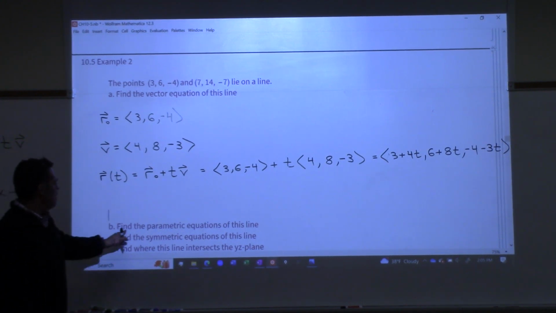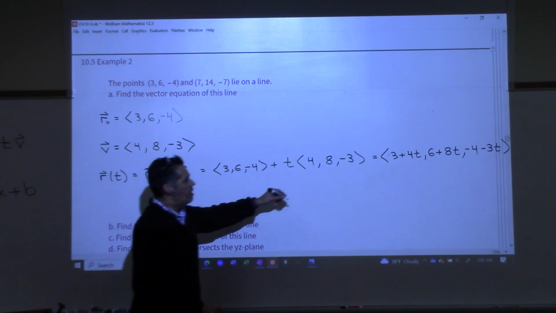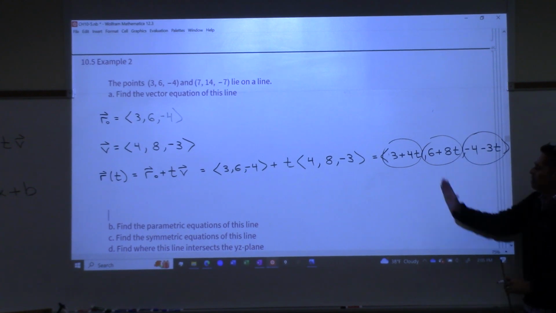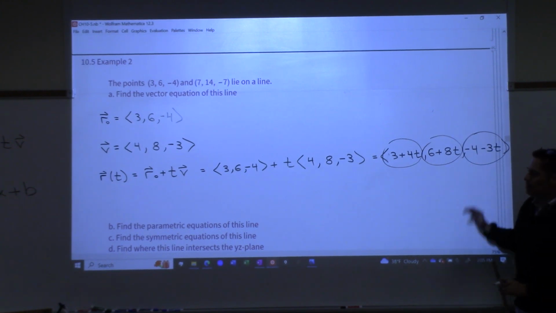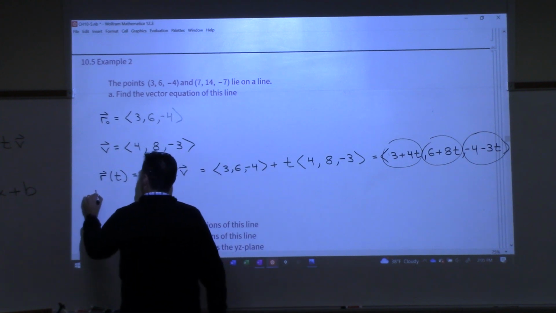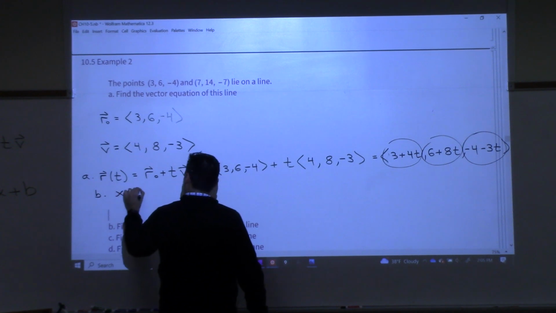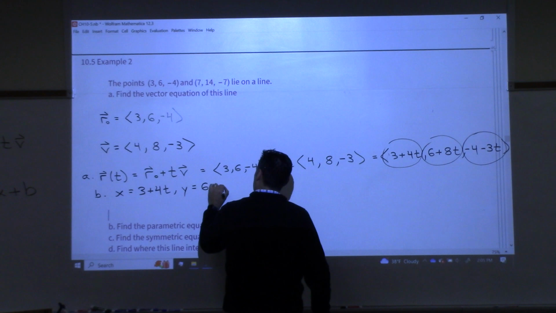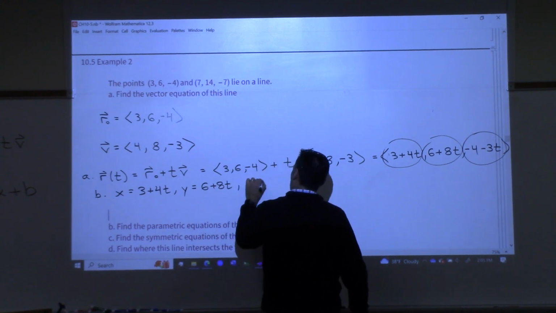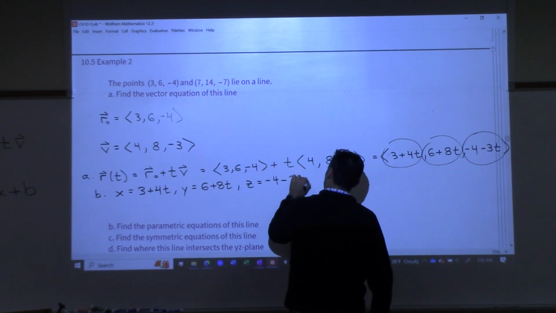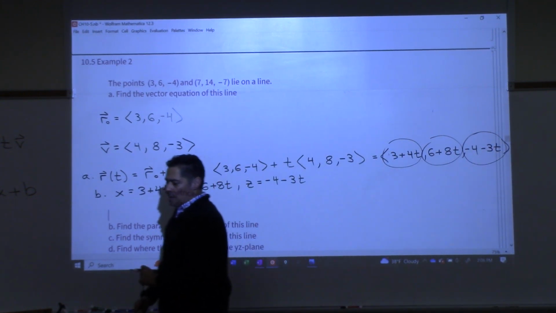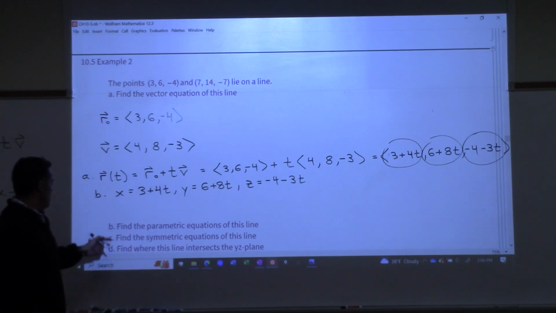Part B, find the parametric equations. Well, they're right here, aren't they? Those are your 3 parametric equations, x, y, and z. So I'm going to answer part B right here. For part B, this is the answer to part A. For part B, I'd write x equals 3 plus 4t, y equals 6 plus 8t, and then z equals negative 4 plus negative 3t. There we go. Those are your 3 parametric equations. Find the symmetric equation.